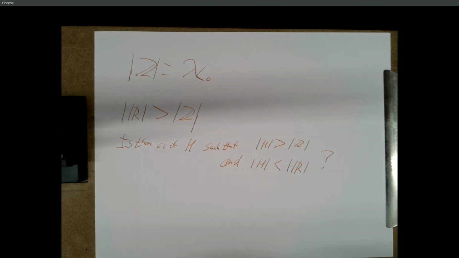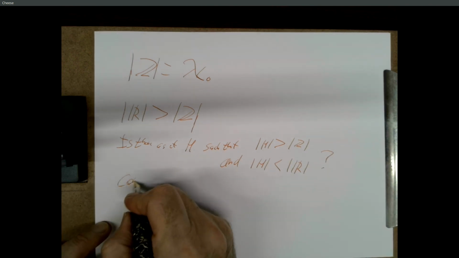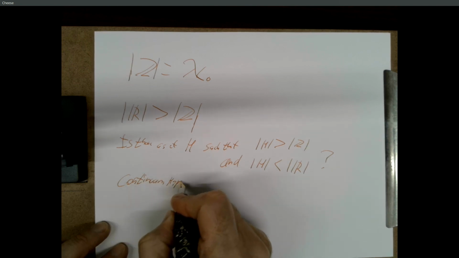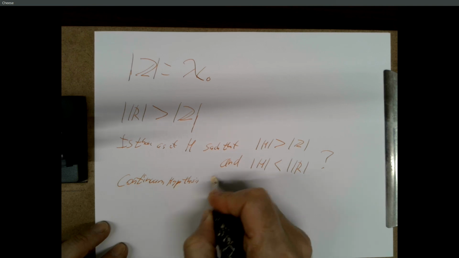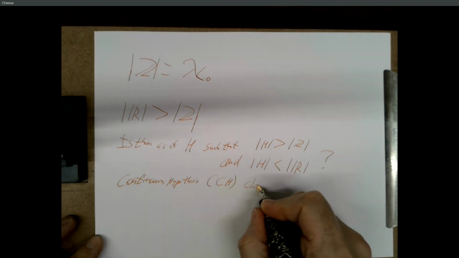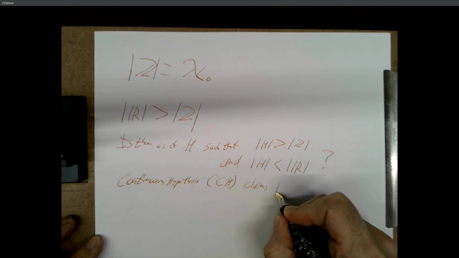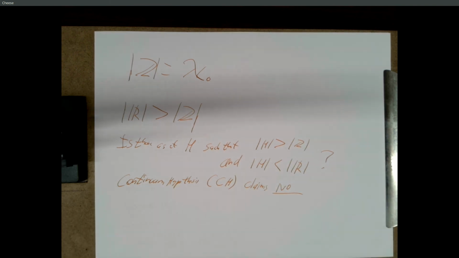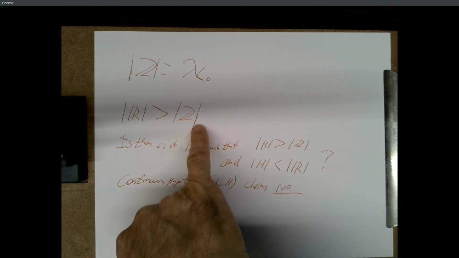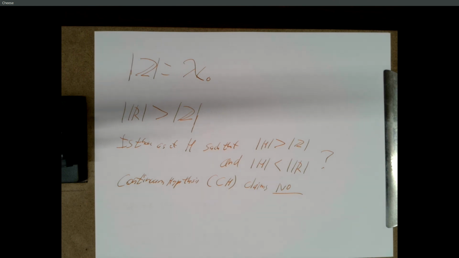Okay, so there's a famous hypothesis. It's called the Continuum Hypothesis, which is sometimes just written CH. And CH claims the continuum, which is another word for the real numbers, is the smallest set that's bigger than the integers. That's what the continuum hypothesis claims. But it has not been proven.